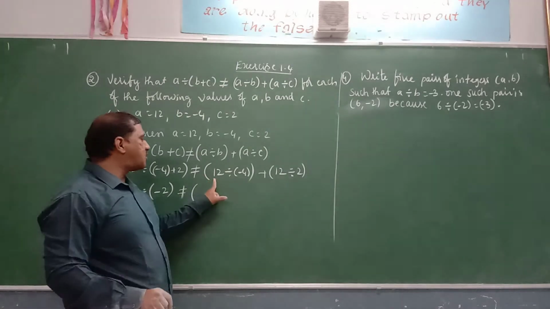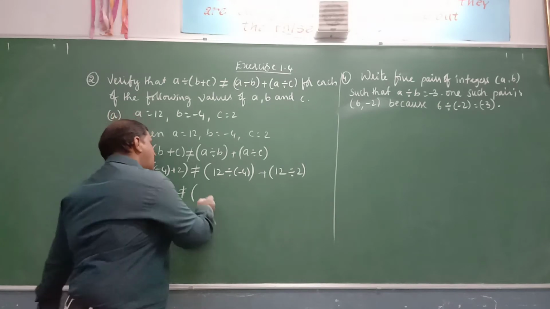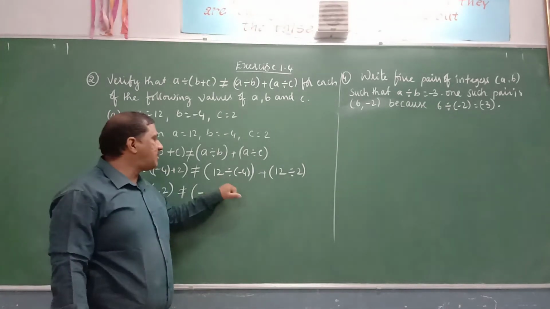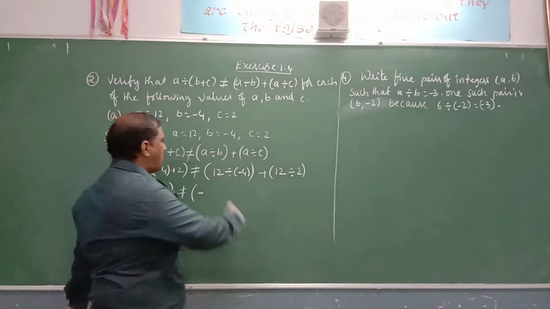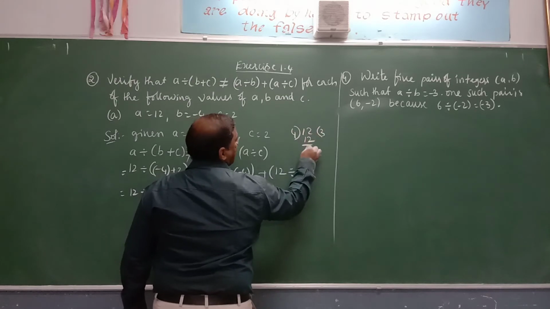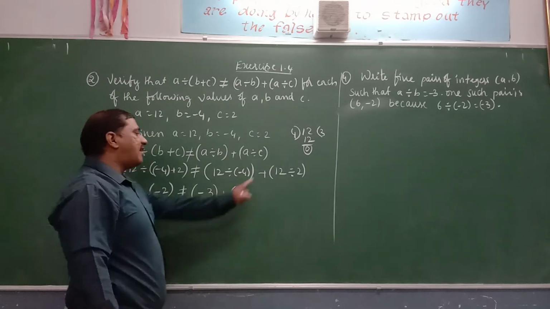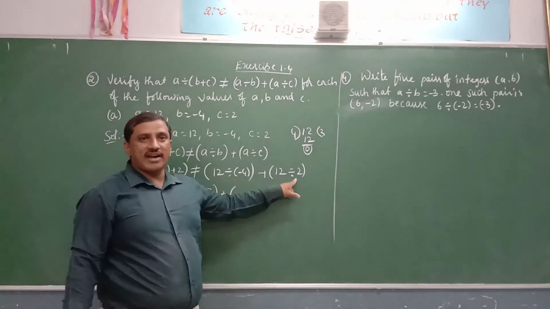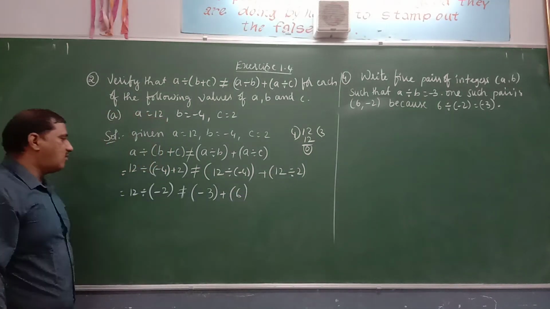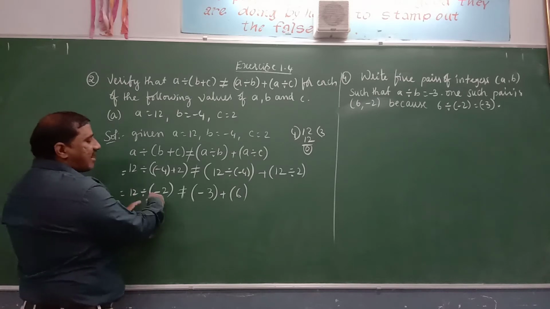Then 12 divided by minus 4. We are dividing a positive integer by a negative integer, so we always get a minus sign, and divide the numbers as whole numbers. Divide 12 by 4: 4 threes are 12, and the remainder is 0. Therefore it is minus 3. Plus 12 divided by 2: 2 sixes are 12, so 6 is the quotient.